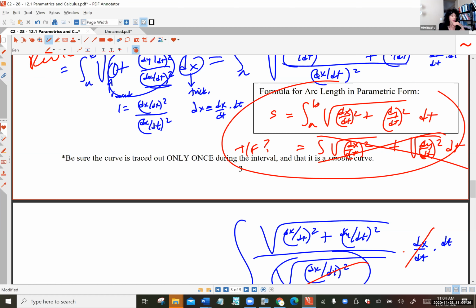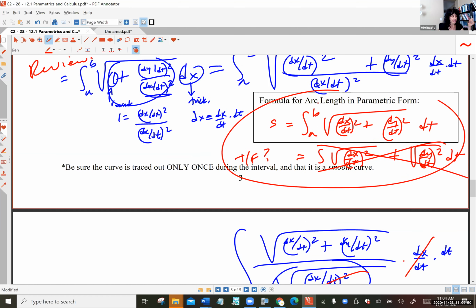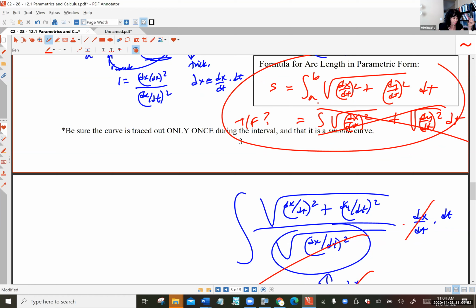Okay? Also, you don't want to have your curve sketched out more than once. So if you were finding the arc length of a circle and you wanted the whole arc length, 0 to 2 pi, don't do your a to b as 0 to 7 pi, because you'll get an answer that's way too large and it's not the actual arc length. Okay, that would be bad.